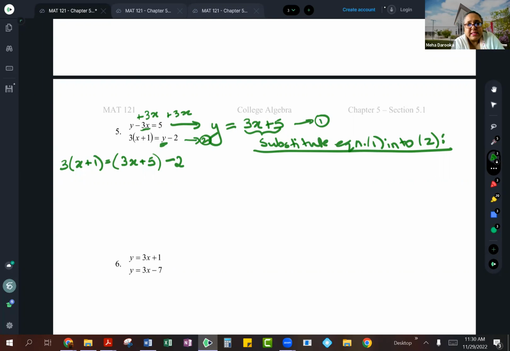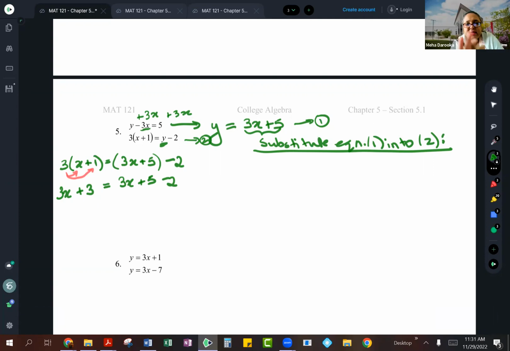So we just need to clean this up now. We will start with the left-hand side, going ahead and distributing that 3 inside the parentheses. And then, of course, we'll clean up the right-hand side. So 3 times x, and then 3 times 1 will end up giving us 3x plus 3. On the right-hand side, we've got 3x plus 5, and you're really not multiplying anything into it. So just leave it as it is and then bring down that minus 2.